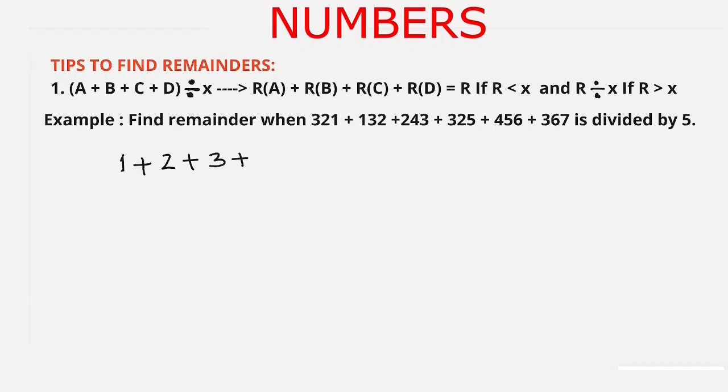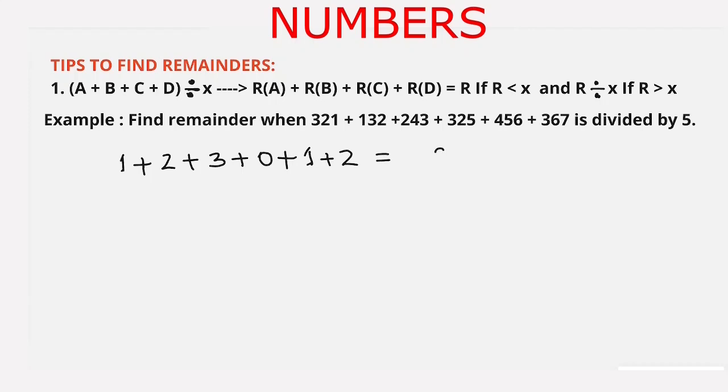And when 325 is divided by 5, the ones place is 5, so 5 divides 5 and we get the remainder 0. Plus 456 when divided by 5. When 6 is divided by 5, we get the remainder 1. Plus 367 when divided by 5, the ones place is 7, and when we divide it by 5, we get remainder 2. The sum of these remainders is 1 plus 2 is 3, plus 3 is 6, plus 0 is 6, plus 1 is 7, plus 2 is 9.